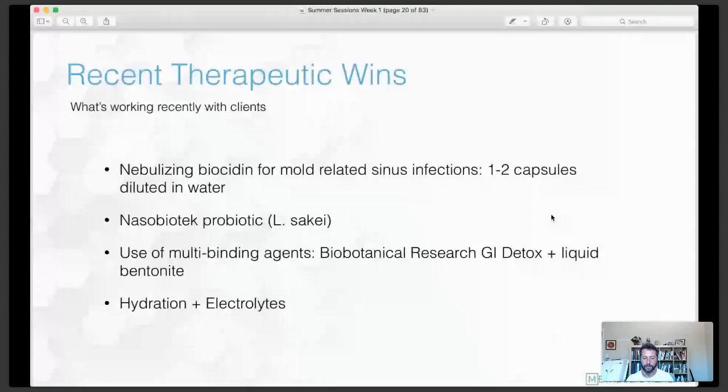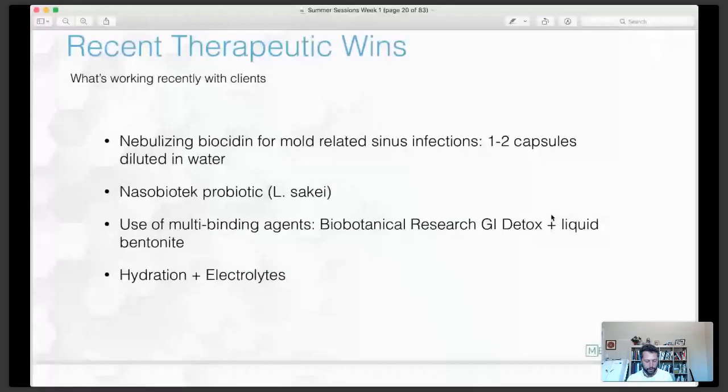The use of multi-binding agents. For me, it's not about using just one, but about using multiple binding agents. I like the Biobotanical GI Detox plus liquid bentonite together. That combination seems to work really well for me and the clients that I'm working with.